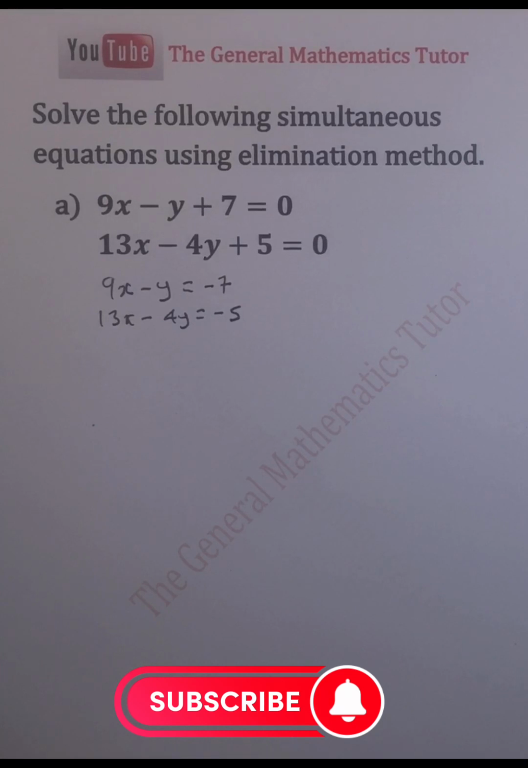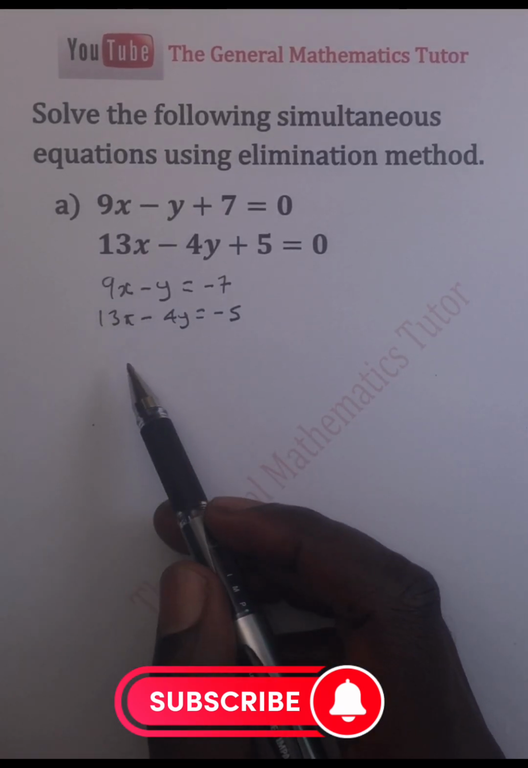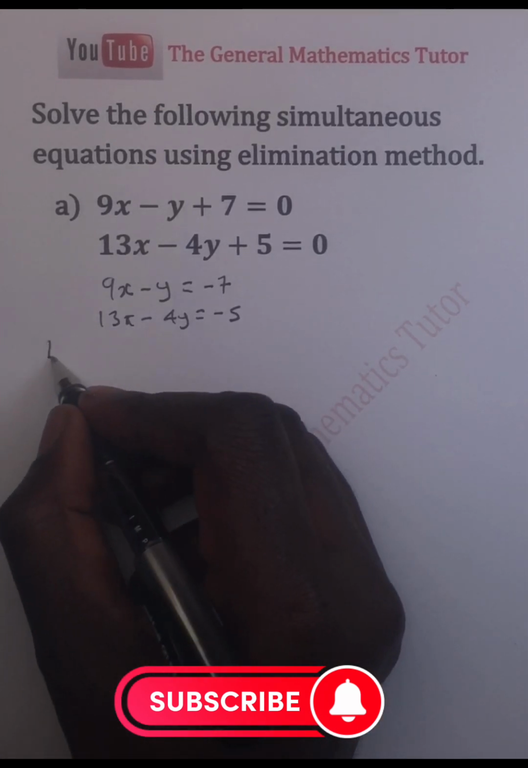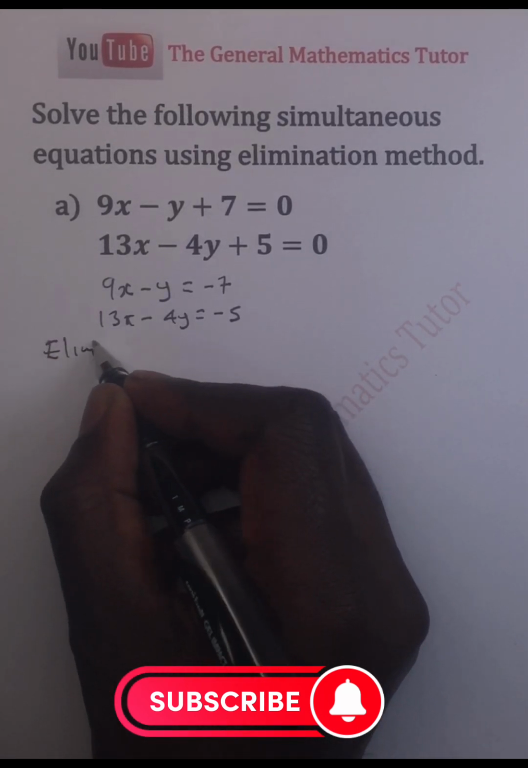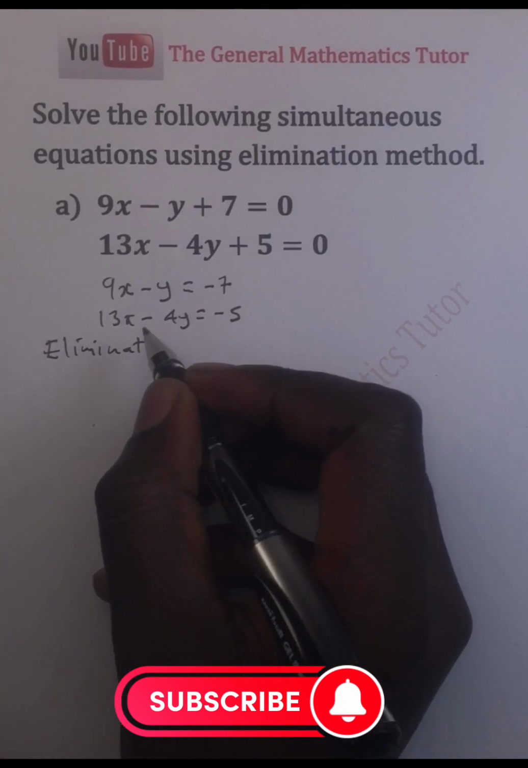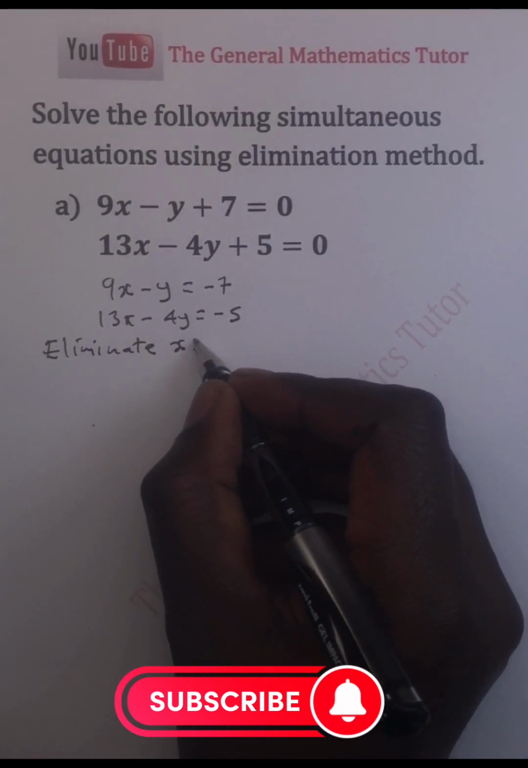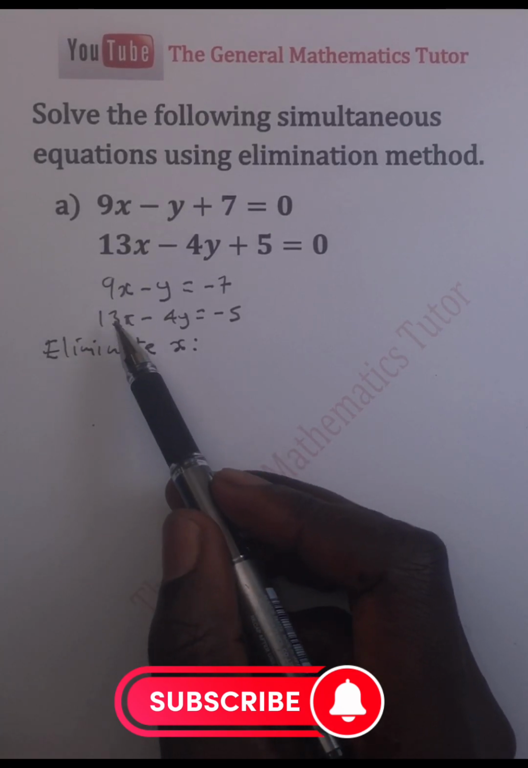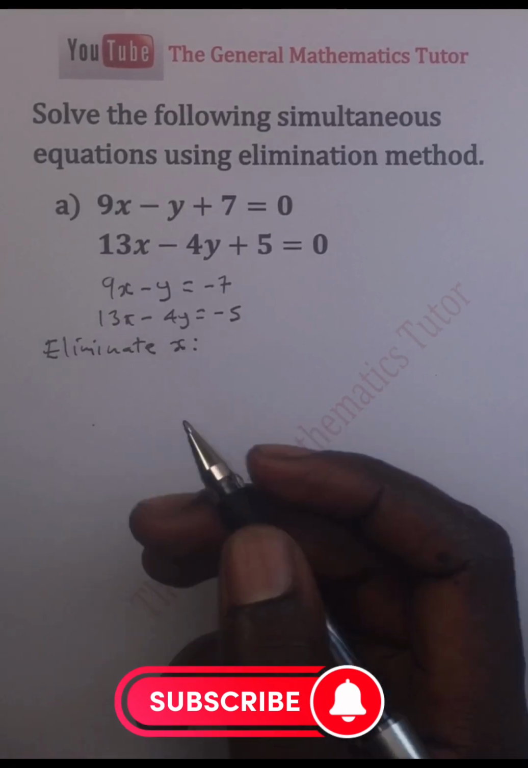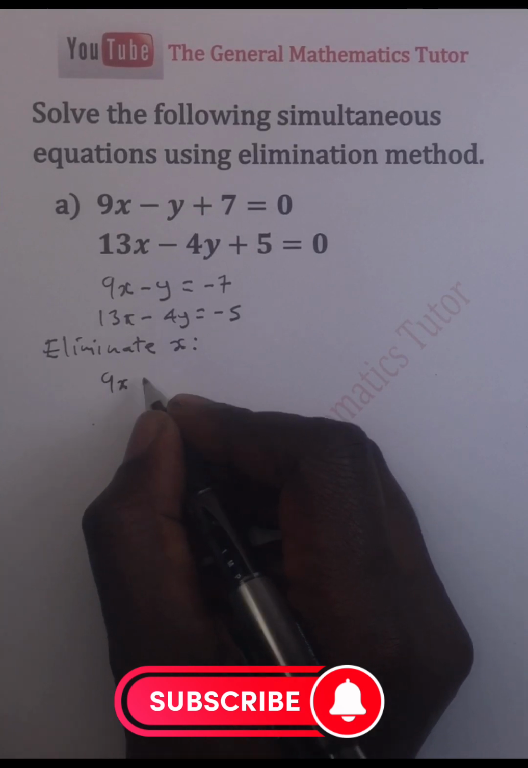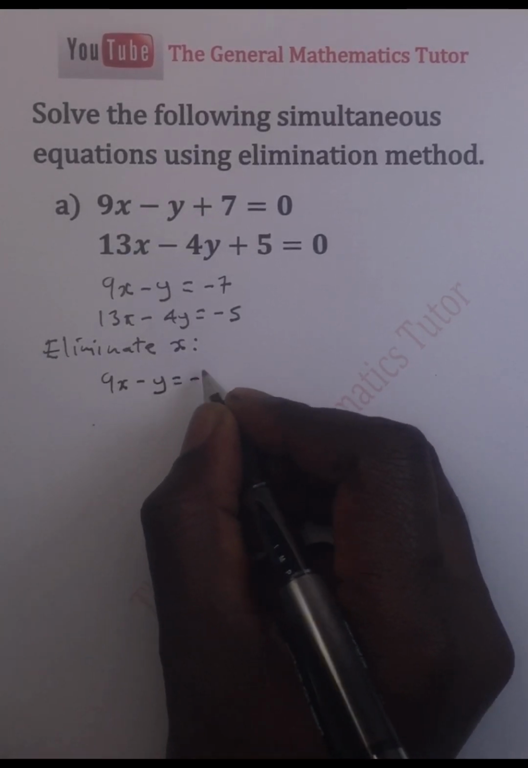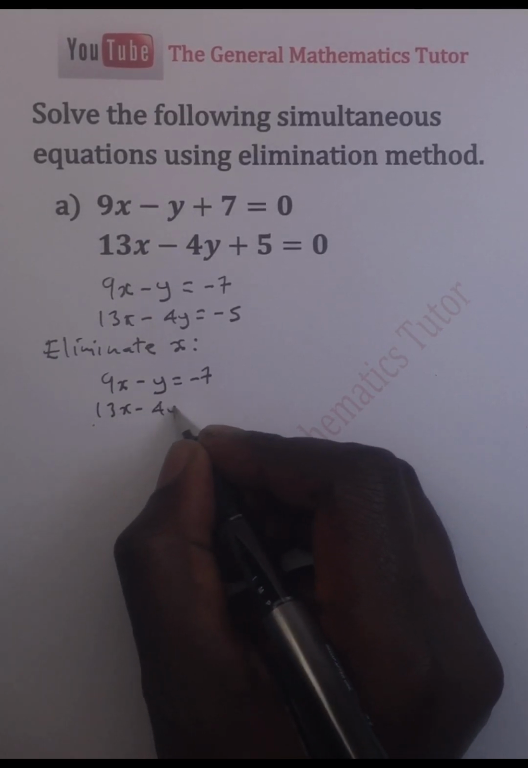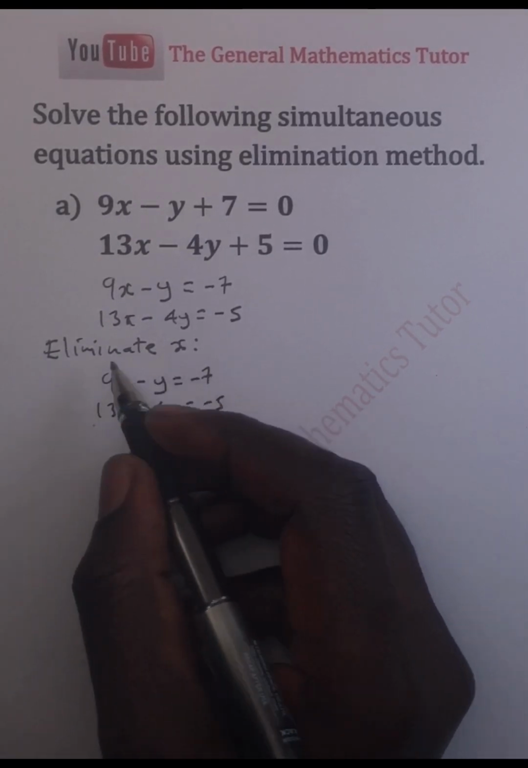So the next thing is to eliminate each unknown one at a time. So the first instance, let's eliminate x. So for us to be able to eliminate x, we must make sure that the coefficients of x are the same for the two equations. So we have 9x minus y is equal to minus 7, and we have 13x minus 4y is equal to negative 5.